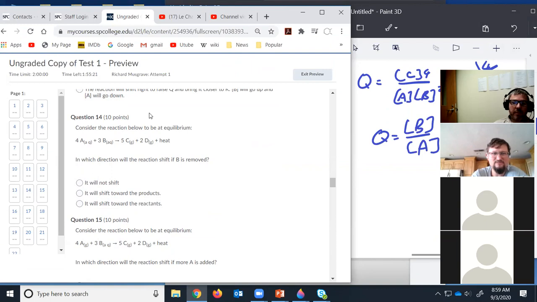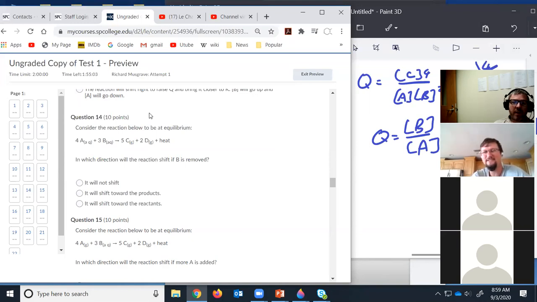Reactions at equilibrium, which way will it go if B is removed? Reactants or products or no shift? Reactants. Why are you saying that, Kyle? Because it has a lack of reactants at this point, and I'd say an excess of products.